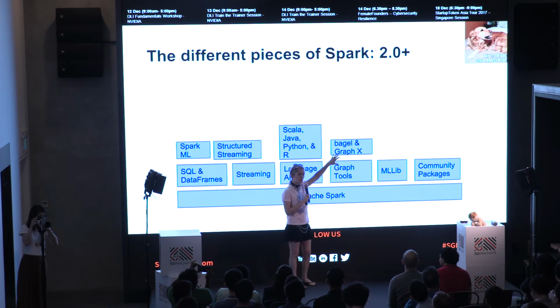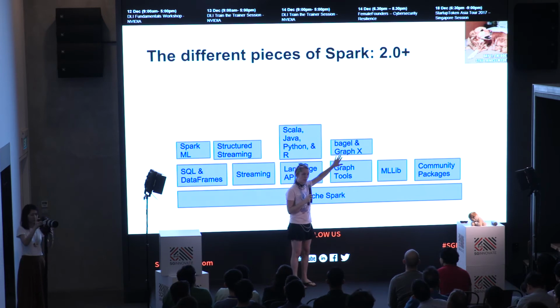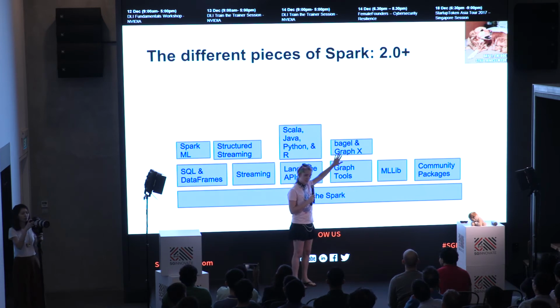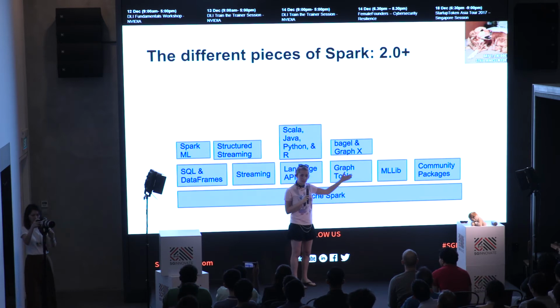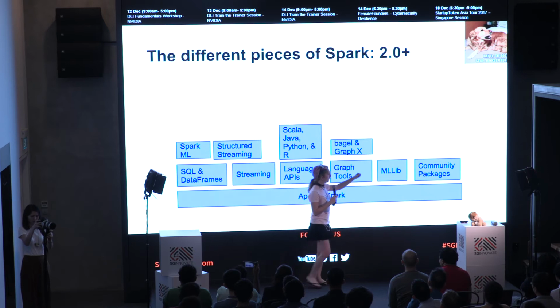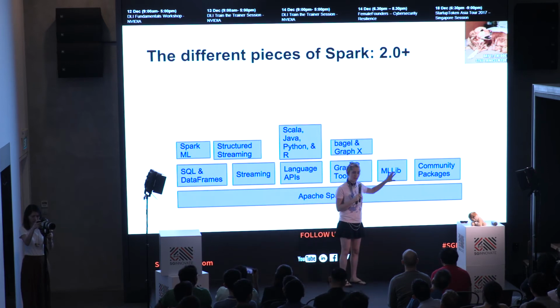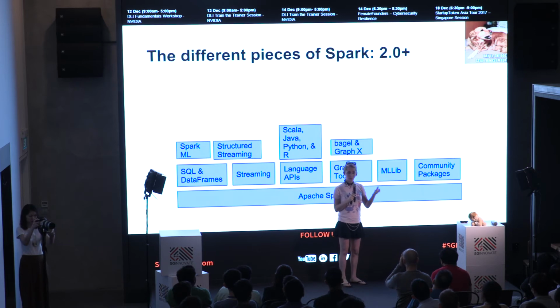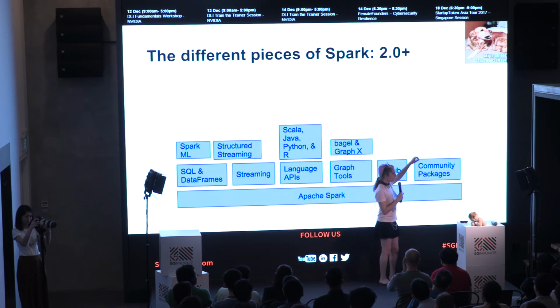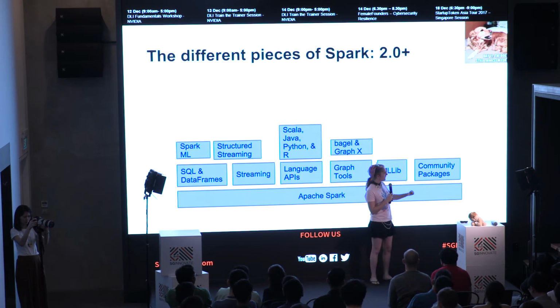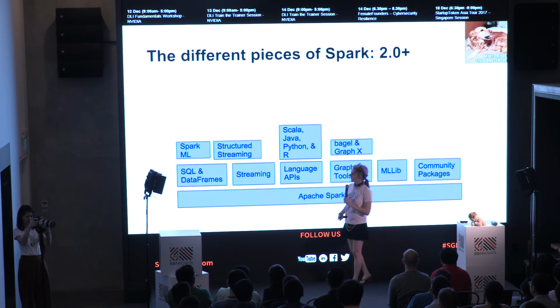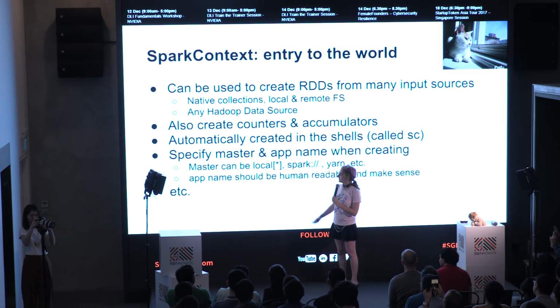It has a collection of graph tools. None of them work, but they're very lovely. And I'm sure that one day they will work. We also have a second machine learning package because why do one thing well when you can do two things poorly? And we have a collection of community packages. And that's just a nice way of saying everything that I forgot to put on this slide. And yeah, that's pretty much Spark.